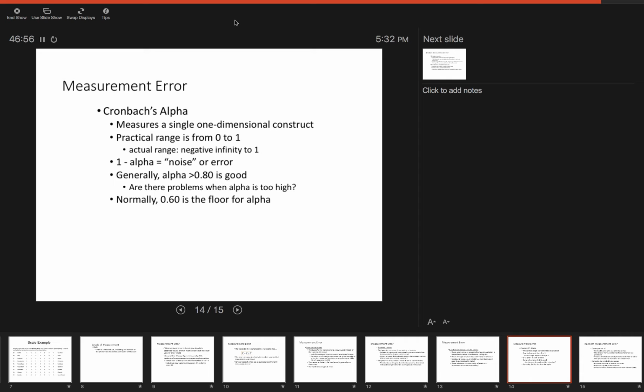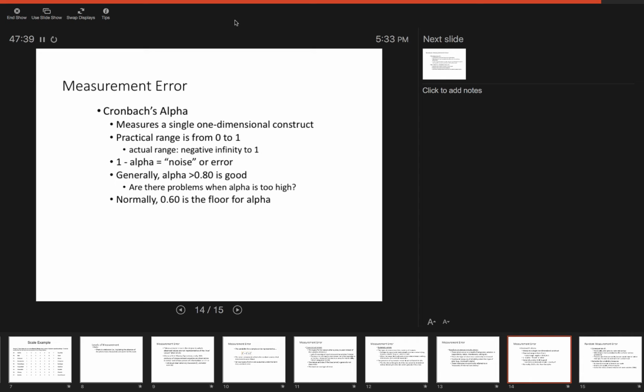Alpha above 0.8 is generally thought to be good. 0.6, probably a floor. Maybe if you're doing some research in some cutting edge communication area where others have not been, you might be able to get away with something that's slightly lower than that. But again, you'd have to make the argument for why an alpha of 0.55 is a useful measure when nearly half of the variability, 45% of the variability, is just random noise. And you'd have to make that argument, and you might be able to convince somebody of that.